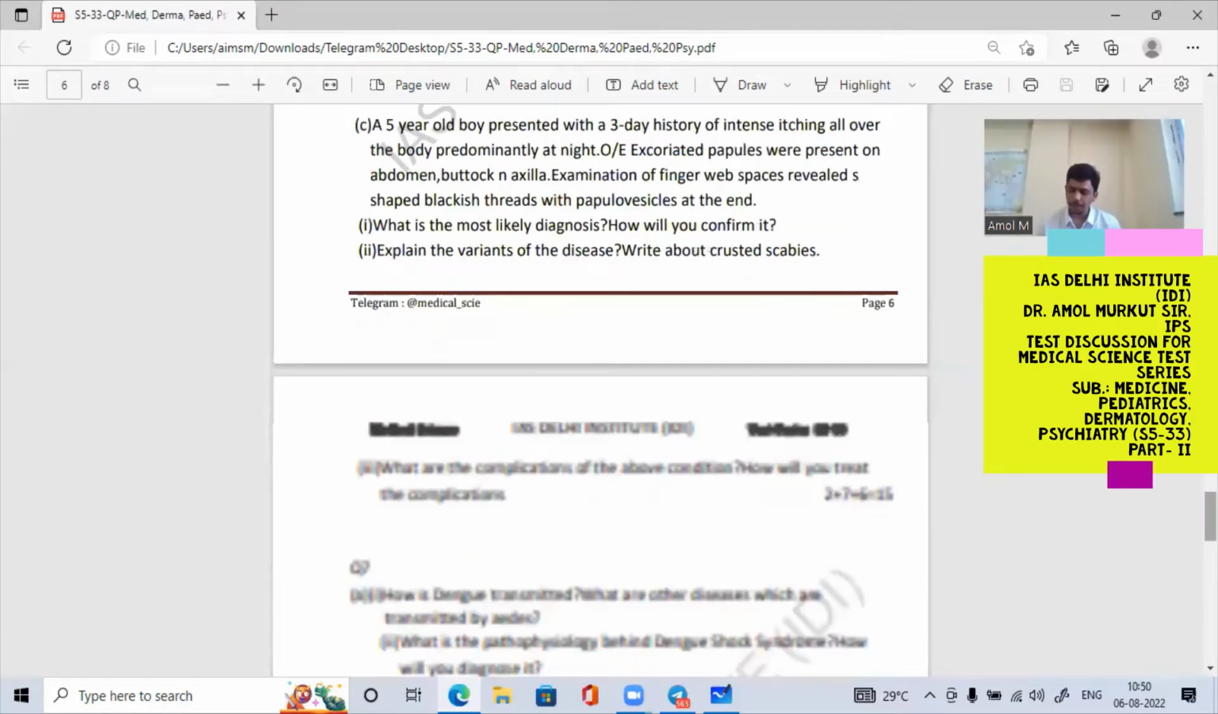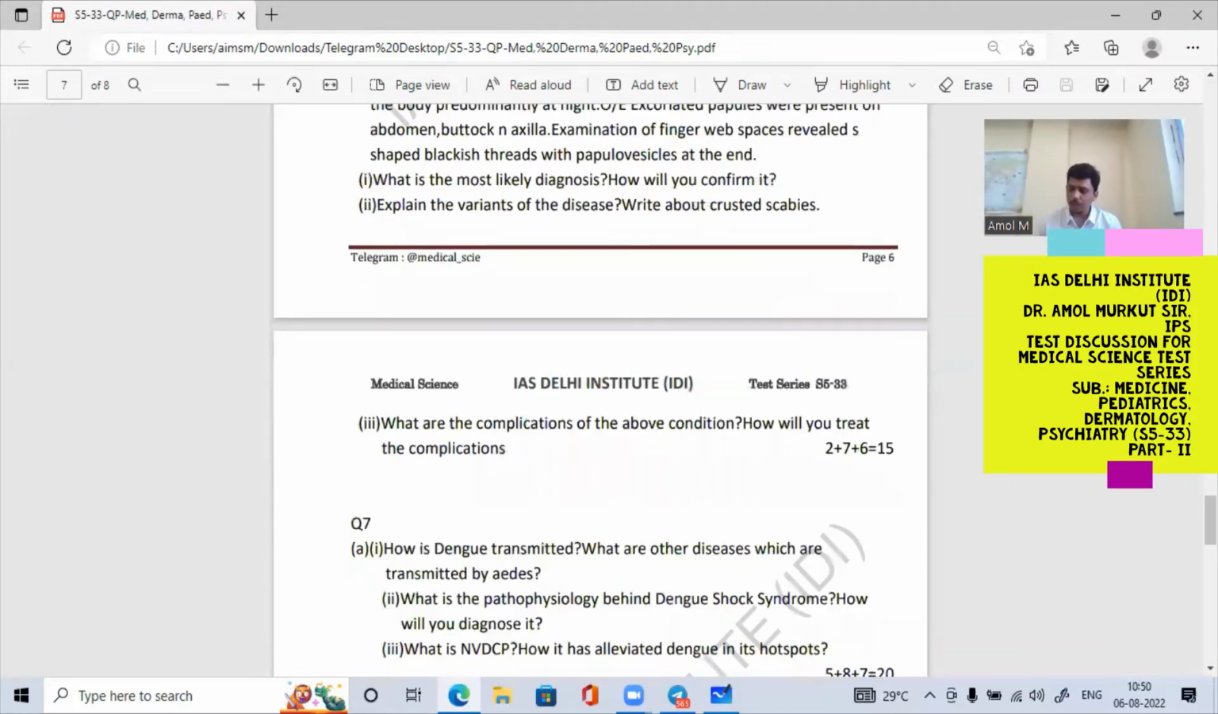What are the complications of the above condition? How will you treat this complication? Complications: erythroderma can occur, secondary infection, pustular infection can occur. How will you treat the complication? Antibiotics, and treatment of the existing condition, supplementary treatment. Okay.